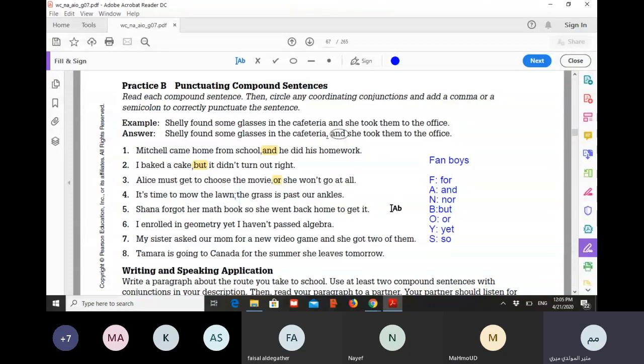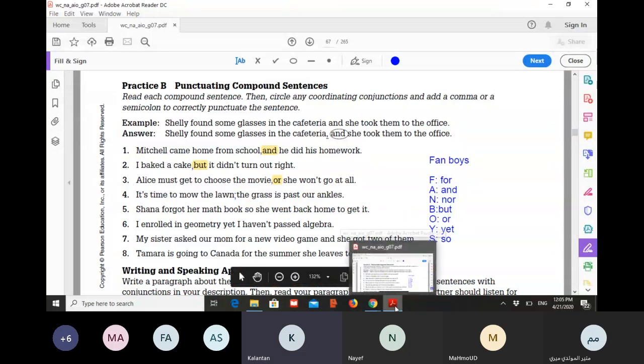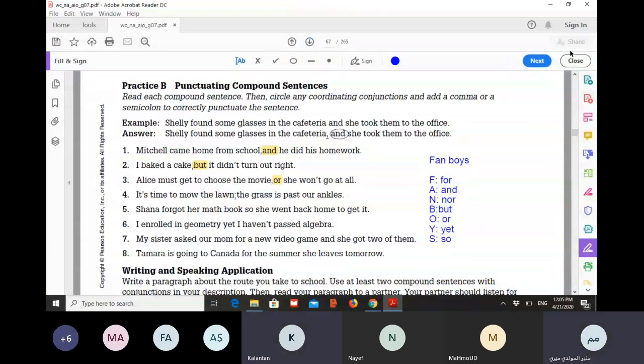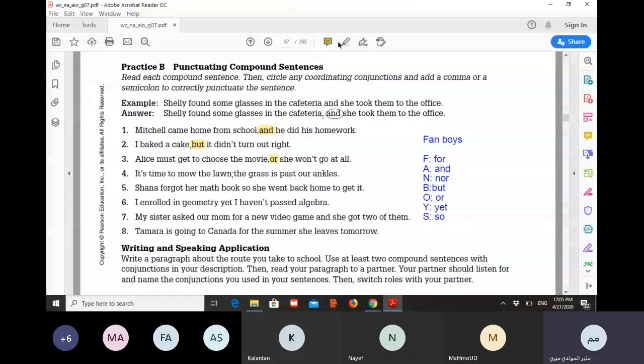Or, Brahim El Musa. Brahim. Can I do it? Yes, please. Number 5. Shana forgot her math book, so she went back home to get it. So. Excellent. So we highlight or circle so, and then where do we place the comma? Before so. Very good. Muhammad Al-Gathami, can you do the next, please?